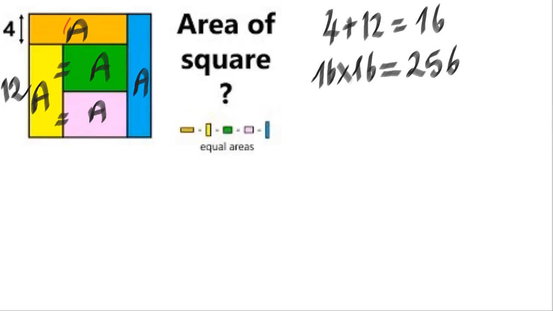So if this is A and this is 3A, it means this height must be 3 times more than this, because the bases are the same. See, the base is the same. Is it clear? So that's why if this is 4, this should be 3 times more, which is 12. And at the end, they already mentioned that the whole shape is a square. So if this is 16, this is also 16. So the area is 16 times 16, 256.